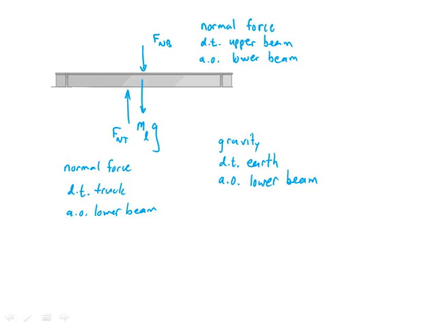So there's a normal force due to the truck bed, or the truck, acting on the lower beam. There's a normal force due to the upper beam. Now, what about friction? So is there a frictional force acting on the lower beam? And the answer is yes. Let's pretend for a minute that there isn't friction. There is no friction acting on the lower beam.